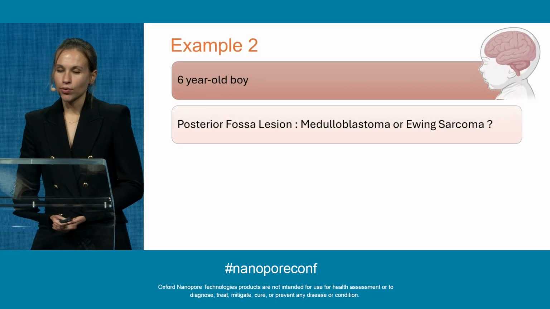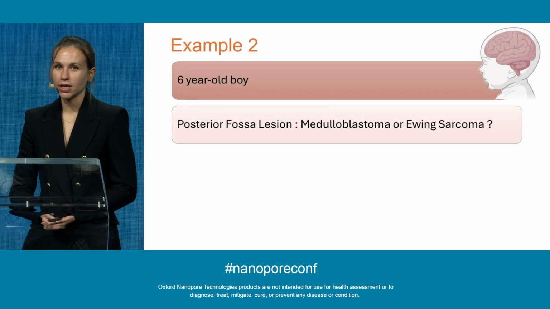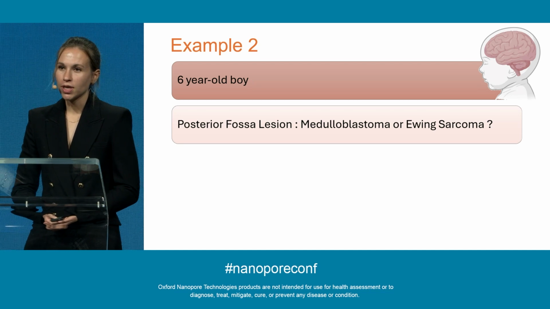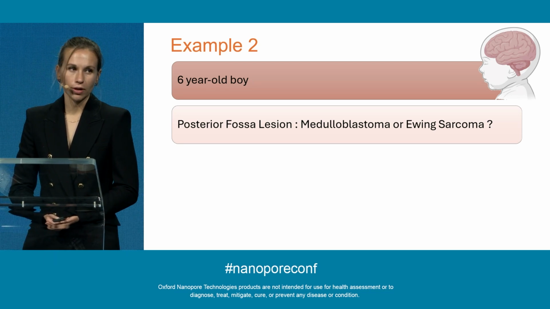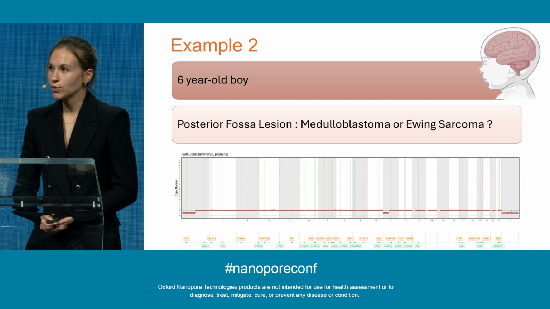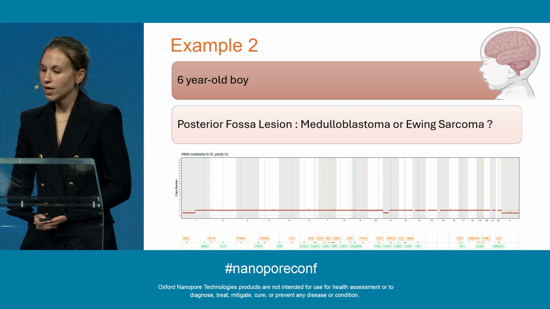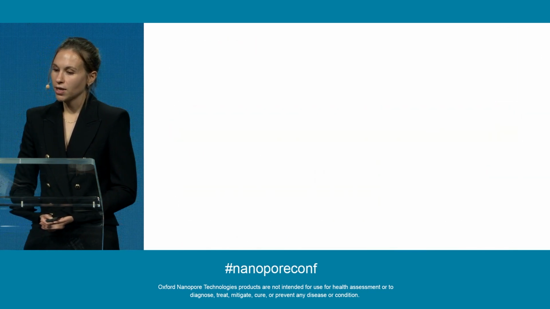The second example was a 6-year-old boy presenting with posterior fossa lesion, but at the anatomopathology, they were not able to distinguish between a medulloblastoma or an Ewing sarcoma. So once again, we received the frozen tumor, and we performed adaptive sampling, obtaining, as I told you before, the copy number profile, still with a very good resolution, and we went to look at the methylation.